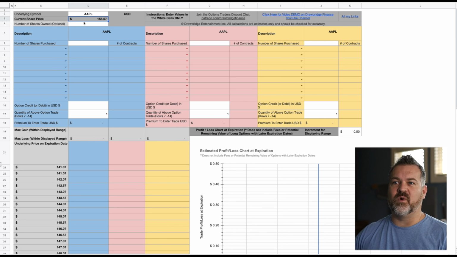So it's currently trading at 156. Now, for simplicity, I'm going to start this as if I have no position on whatsoever. So in this case, I'm going to say that I own no Apple shares, which is an optional attribute of the chart. The spreadsheet is comprised of three basic comparisons that are going to be charted out on here.